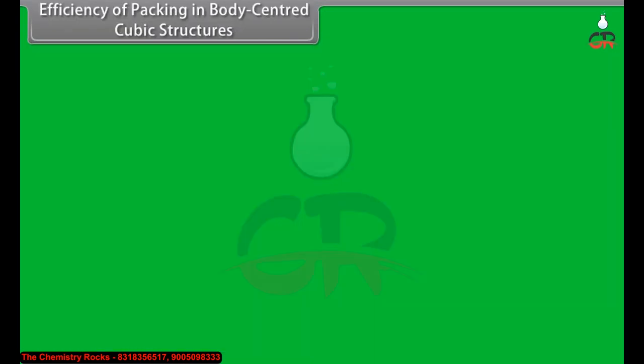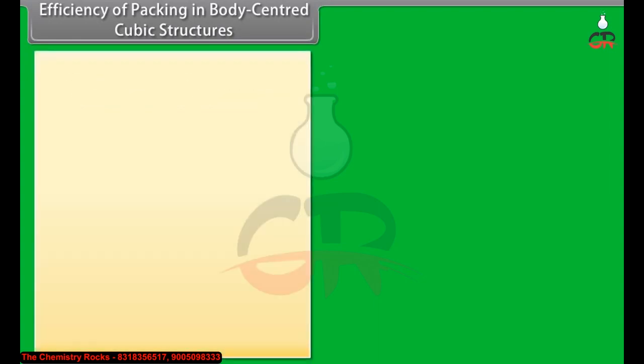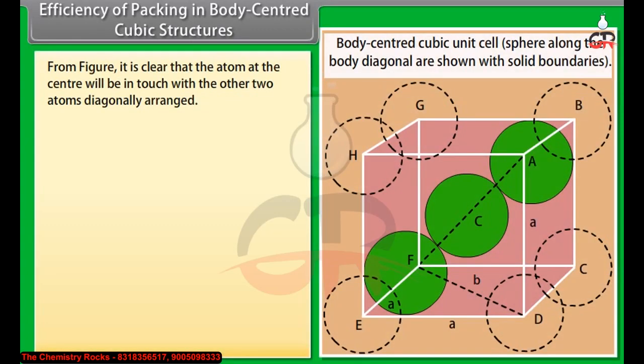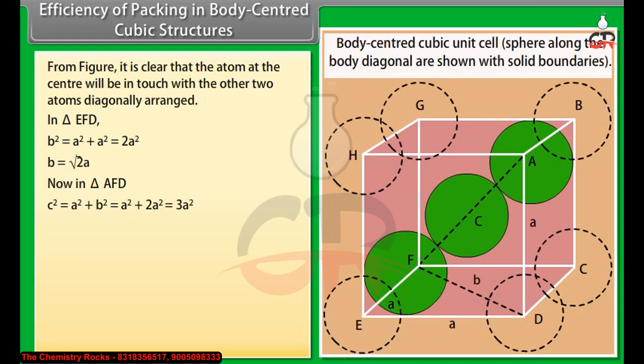Efficiency of packing in body-centered cubic structures. From the figure it is clear that the atom at the center will be in touch with the other two atoms diagonally arranged. In triangle EFD, b² = a² + a² = 2a², so b = √2a. Now in triangle AFD, c² = a² + b² = a² + 2a² = 3a². So c = √3a.